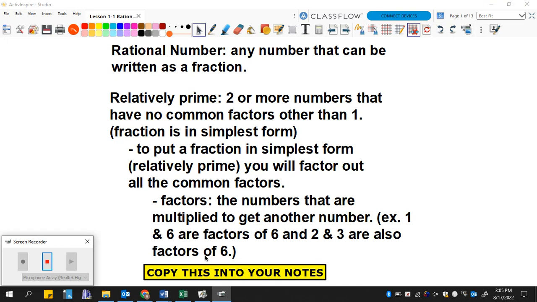Okay, in this lesson, we're going to talk about rational numbers, what rational numbers are, and how to switch between different forms of rational numbers. So a rational number is basically any number that can be written as a fraction. The important part is that when we write it as a fraction, we want to make sure we put it in simplest form, okay?